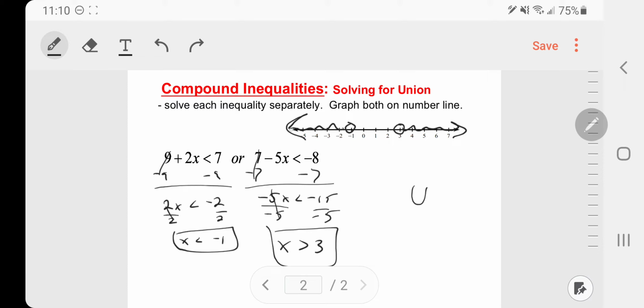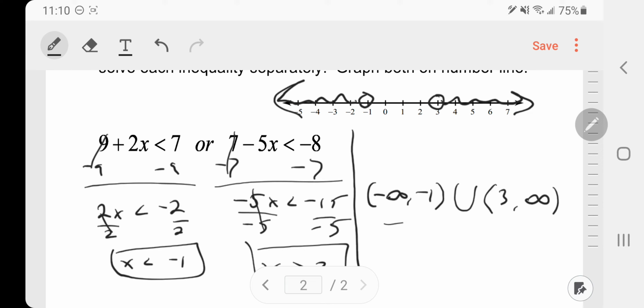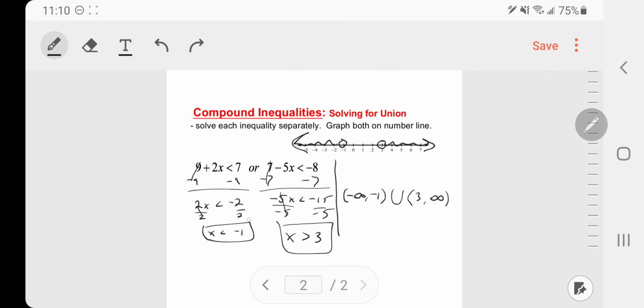All right, so my left side, we see that it's going to go from -infinity to -1. And then the union of that is going to be from 3 to infinity on the other side. Okay, so that's the union of these two sets. That's how you would write that in interval notation. Okay, so the solutions we have are here. We graphed it up here, and we also wrote the interval notation on the right.